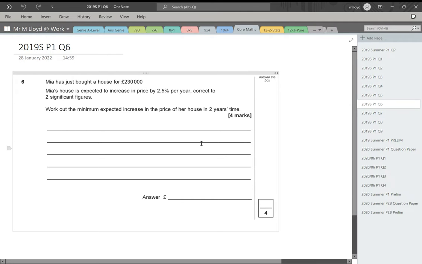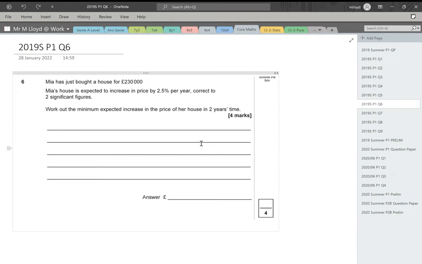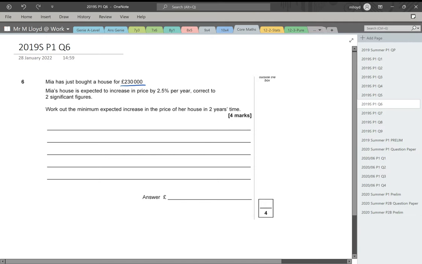So our first question that we're looking at, we've got questions 6 and 7 to do today. Don't think I'm going to fit in question 8. That might have to be its own video along with question 9, because question 9 is one of the big questions. So Mia has just bought a house for £230,000.